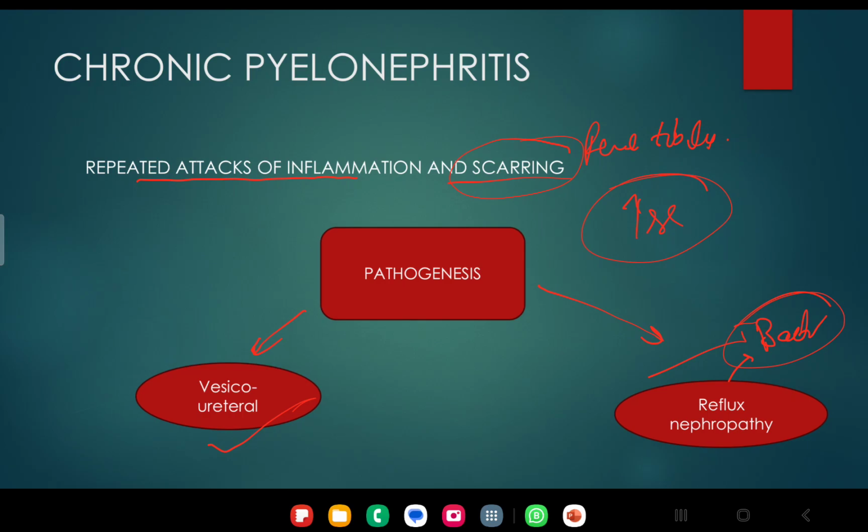The next pathway we have is the obstructive type. Vesico-ureteral reflux is basically the type of obstructive pathway, where there is some obstruction to the outflow of urine at different levels.